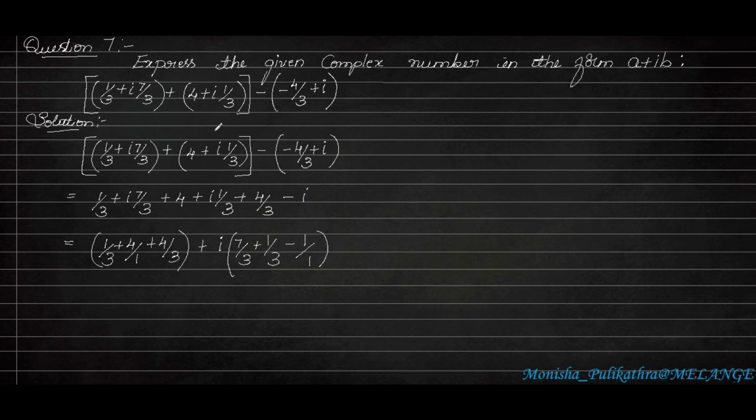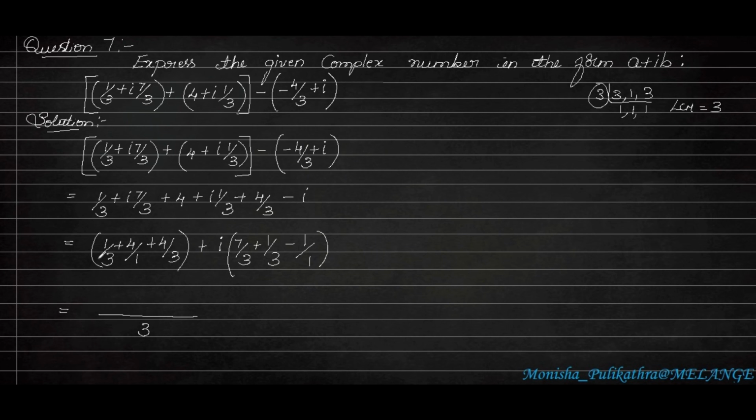So first we have to take it out from the bracket, then separate it in the form of a real part and the imaginary part. Next step is to take the LCM. Here 3, 1 and 3 are there in the denominator, therefore the LCM is 3 itself. If you take 3, 1 and 3, all the denominators of it, 3 ones are 3, so the LCM will be 3 itself.